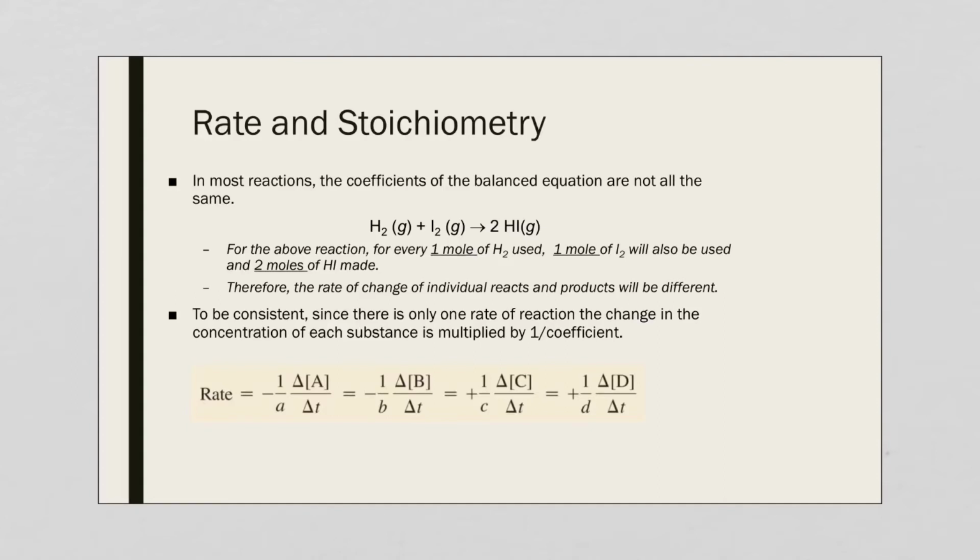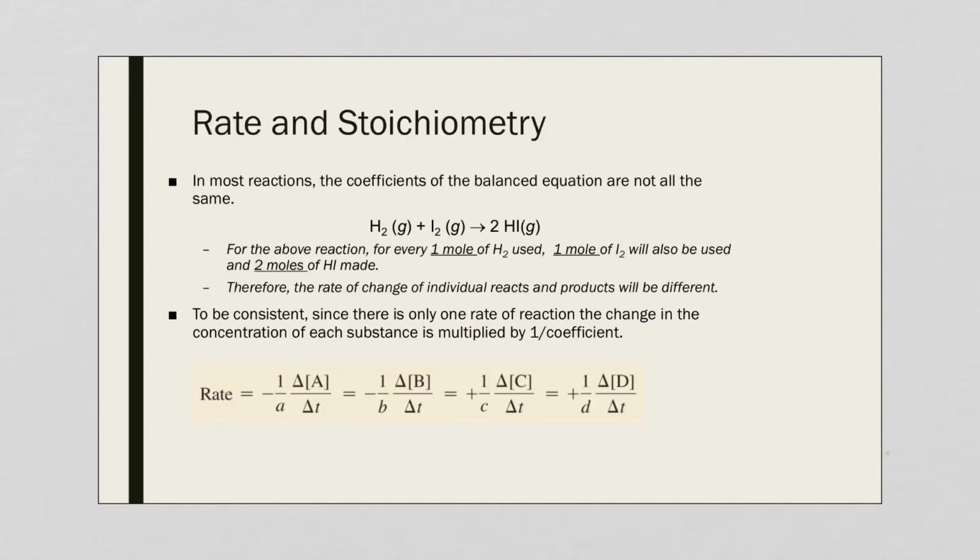Now, in some reactions, as we just saw, the coefficients are not all the same. It's very rare that we find a reaction where everything has a coefficient of 1. Now, it does happen, or the same coefficient. So typically we have different coefficients. So, for example, in the reaction we're looking at, we can see that 1 mole of H2 reacts with 1 mole of I2 to give 2 moles of HI.